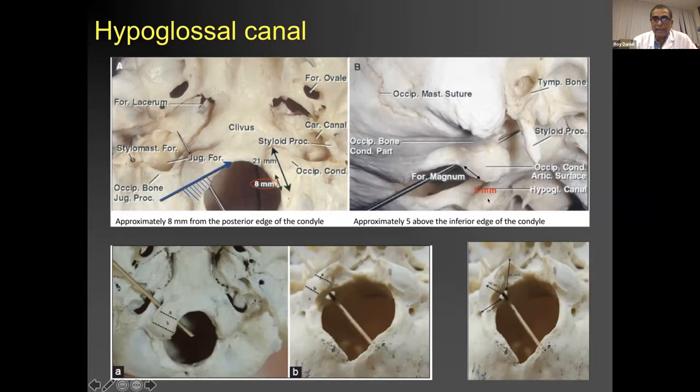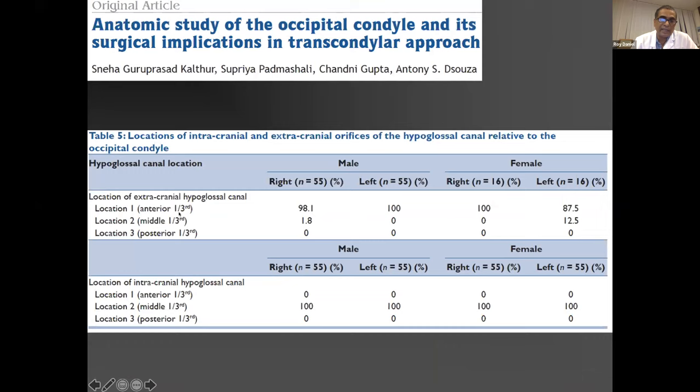And if you look at it supra-inferiorly, you'll find it 5 millimeters from the inferior edge. Now, this is a study that I'll be showing you in which you find that the internal part of the hypoglossal canal is always at the middle third of the condyle, while the anterior third of the condyle has the external part of the hypoglossal canal. So that's an important consideration to see, and this can be seen from this study, which shows that it's almost always in the anterior third extracranially and almost always in the middle third internally.